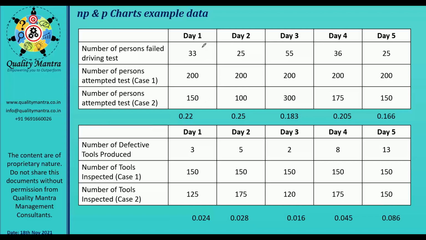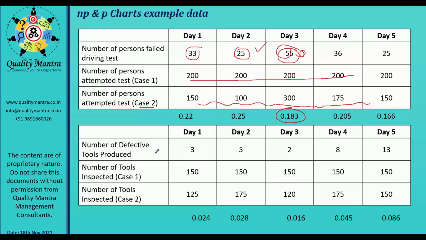Okay, so this is what I was discussing. Here you can see that yes, there were 33 pieces, there were 25, there were 55, and so anybody can say that yes, this 55 is the worst case, but actually it is not. The proportion is only 0.183 when we consider case 2, that is every day the number of samples are changing. And if the samples are not changing every day, or the number of products produced are not changing every day, then it's okay. This is the worst. Anybody can say this is the best.